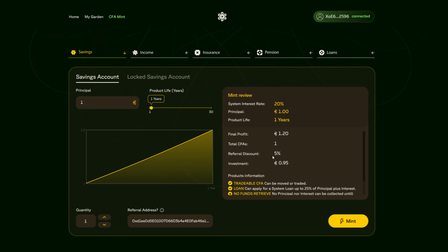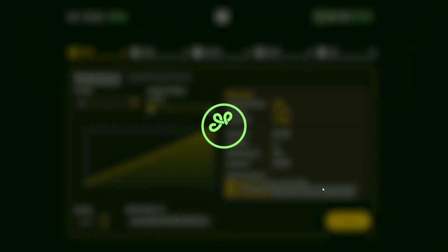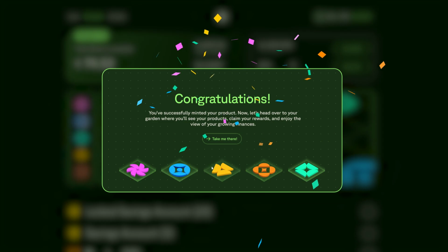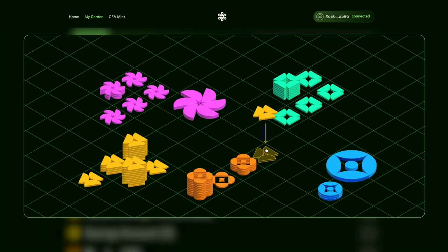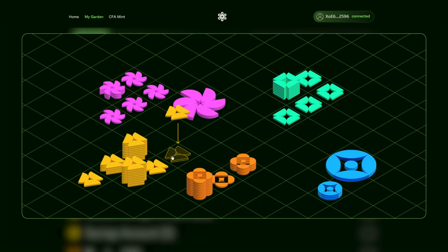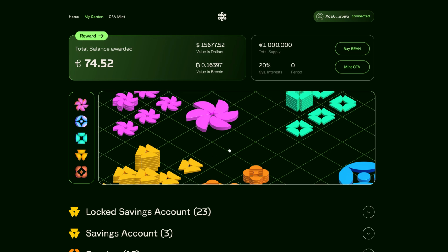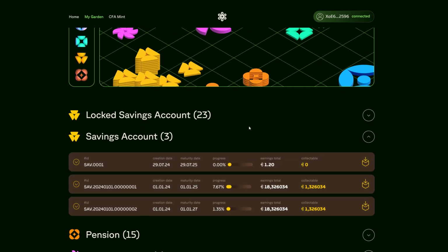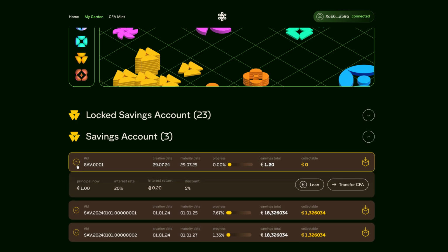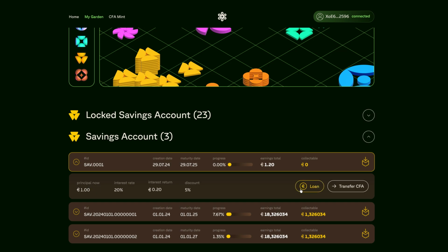As you can see, the BloomBeans financial system offers unparalleled flexibility for building financial assets and complete direct control over them. Once the transaction is confirmed, the product will appear in the financial garden. You can click on any product to view its details, including its ID number, creation and maturity dates, progress, and future earnings. Next, let's use this financial asset as collateral for a loan.